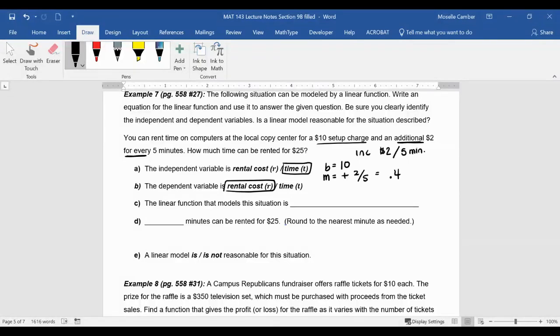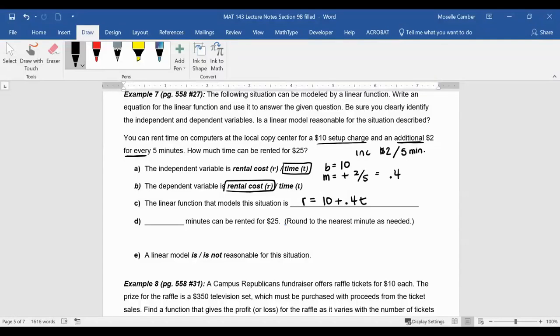Okay, so linear models this function or situation. So we have our dependent, which is r, equals my b plus my slope times my independent. So my rental cost is 10 plus 0.4t, where t is time in minutes and r is in dollars.